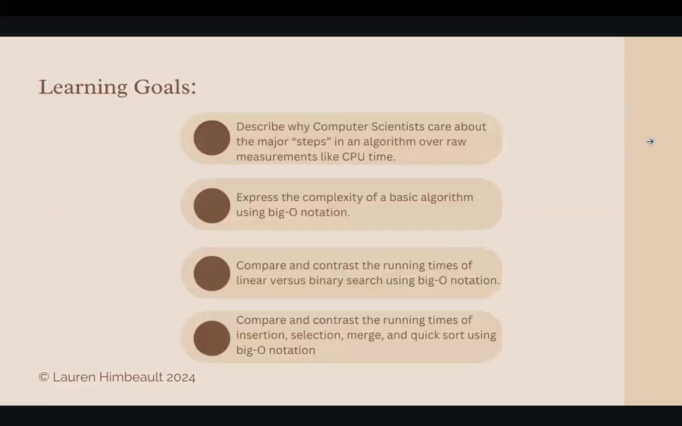Okay, so we have a couple of learning goals here. We're going to learn why computer scientists care about the major steps in an algorithm over measurements like CPU time and hardware. We're going to talk about expressing the complexity of some algorithms using what is called big O notation, which I've used the term before in these videos, but we didn't really talk too much about it. We're going to get a little bit more into its actual mathematical definition right now.